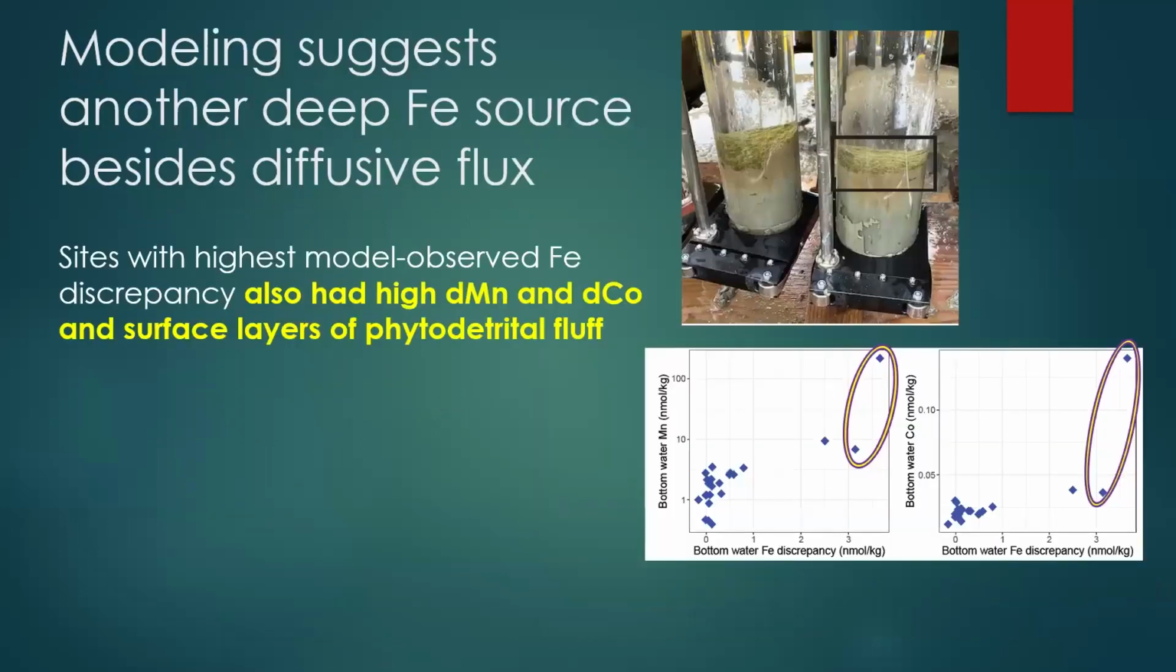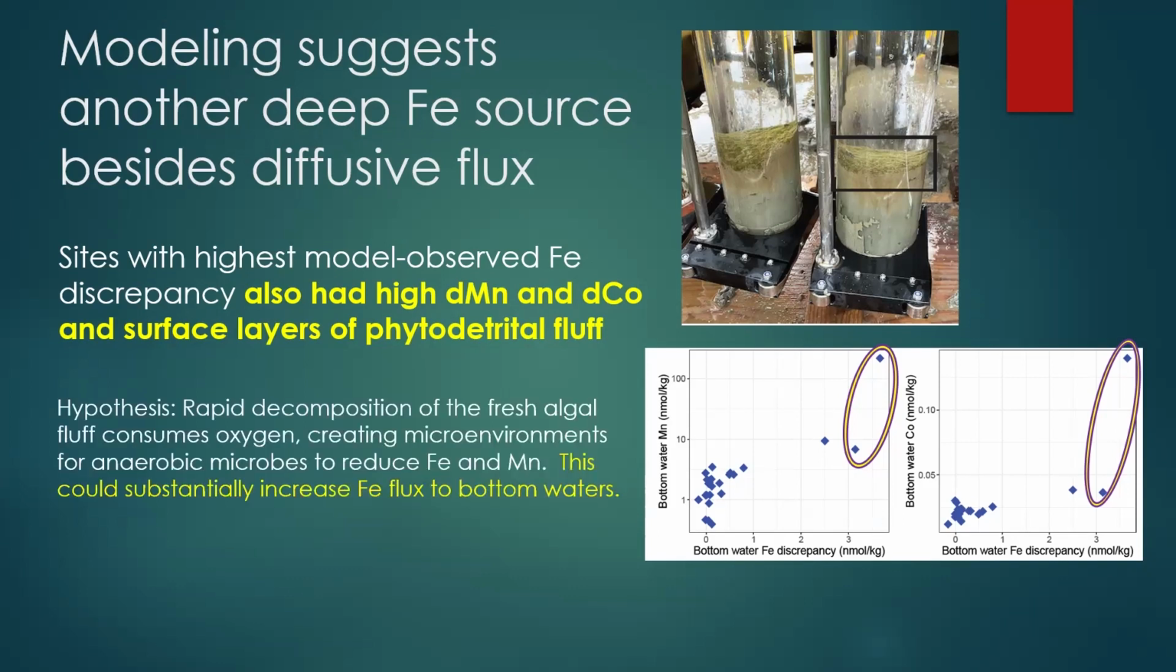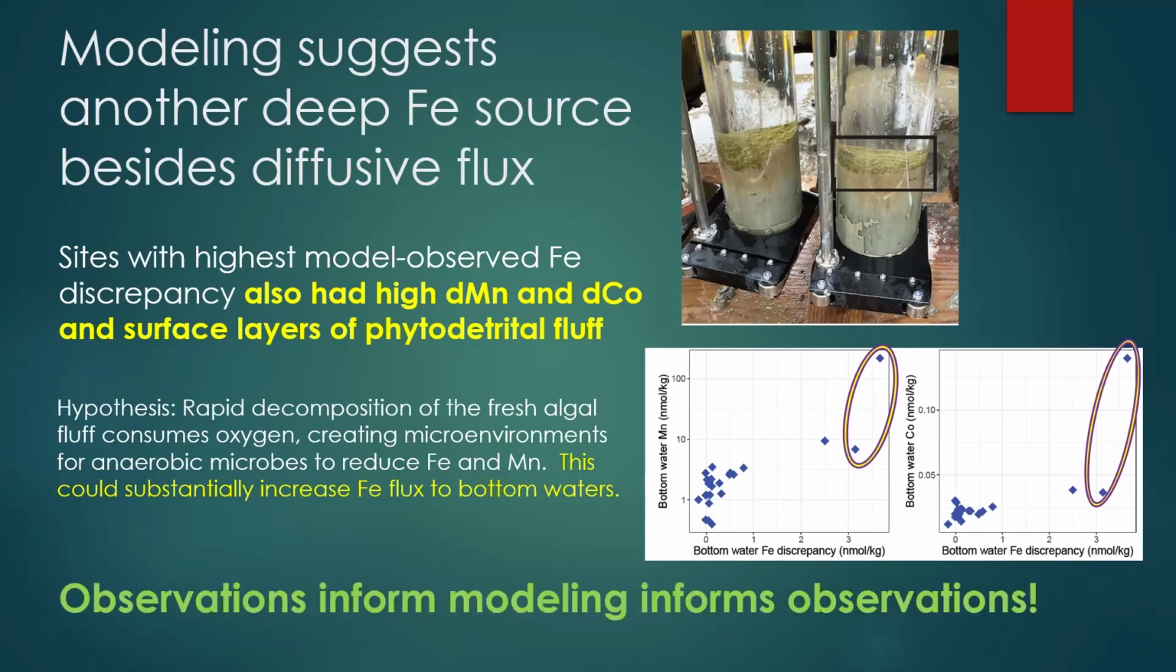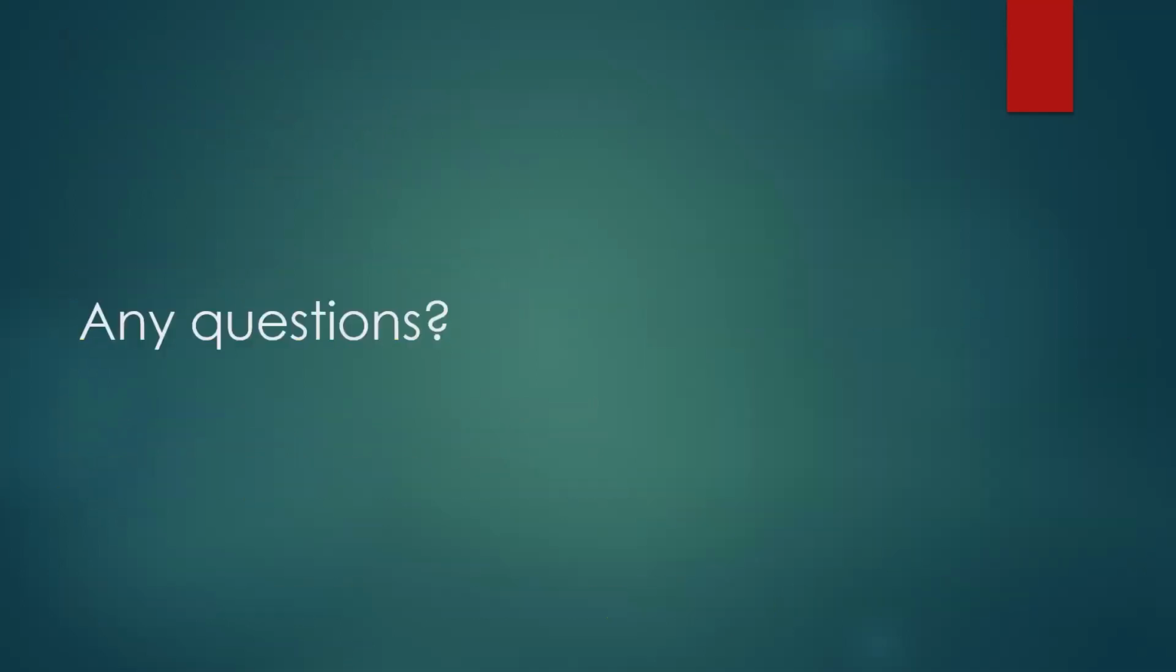And so we went and looked at those places and saw that that was where we had seen this phytodetrital fluff on the surface that was also high in manganese and cobalt, suggesting that there may be some rapid decomposition of this fresh algal fluff, consuming oxygen and creating microenvironments that release iron. So this is just an example, and I'm happy to talk more. I went through this really quickly, but it's an example of where we use observations to inform modeling, which then informed our further interpretation of our data and possibly informed further studies. So yeah, I think I'll stop there, and I'm happy to chat after if anyone has questions.